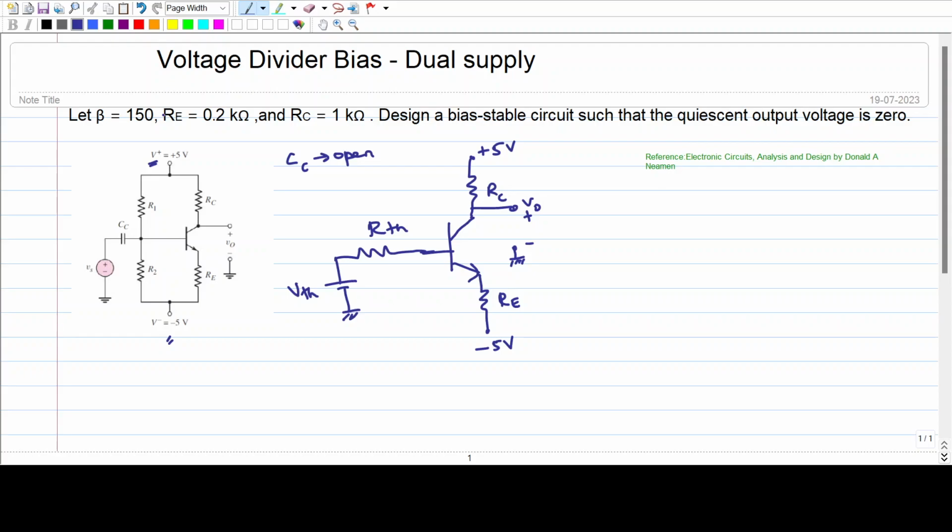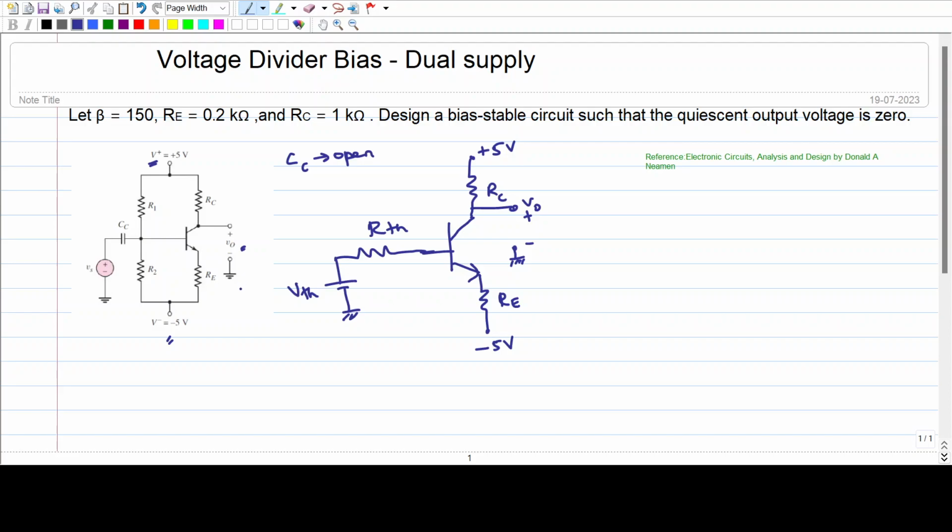Good morning, friends. In this video, we are going to solve a numerical problem on voltage divider bias with the dual supply. So here we can see there is plus 5 volt and also minus 5 volt. The values of beta, RE and RC are given. We have to design a bias stable circuit such that the quiescent output voltage is 0. So here is the output voltage, you can see V naught.